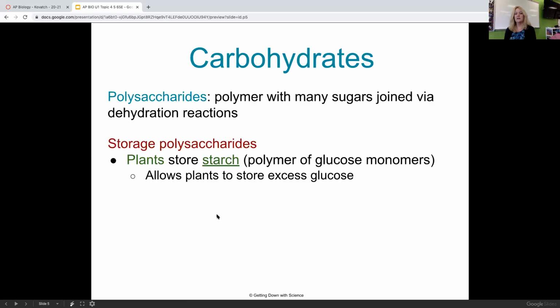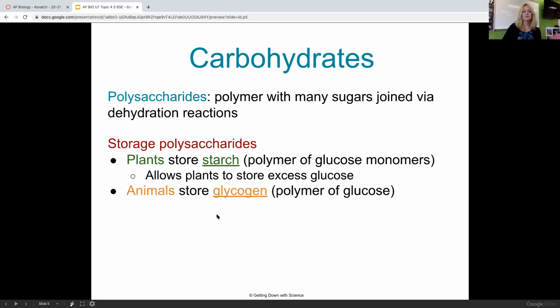So a polysaccharide then is a polymer with many sugars joined through dehydration reactions. We want to take a moment to talk about the difference between a storage type of polysaccharide and other kinds of saccharides. Storage polysaccharides, like starch, are very large saccharides. Starches are a way to store a lot of energy within a molecule, and then it can be broken down slowly to release the glucose that's in there. So it allows plants to store excess glucose.